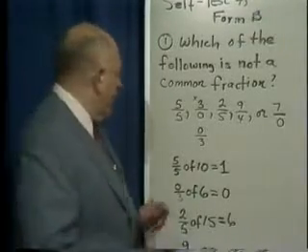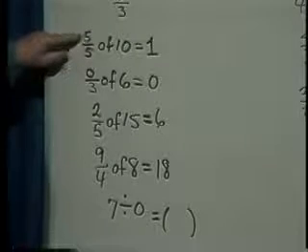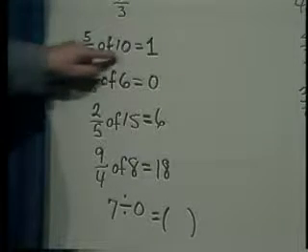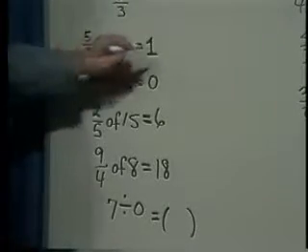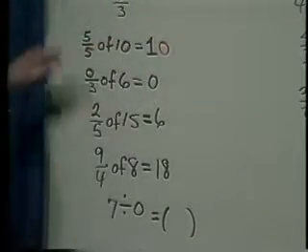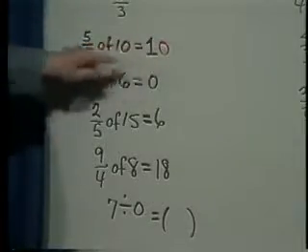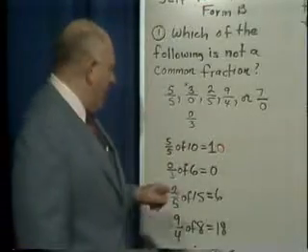So let's take a look. 5 over 5 means 5 divided by 5, which is 1. And the best way to proceed with that is, let's just take a look over here. If we take 5/5 of 10, 10 divided by 5 is 2. 2 times 5 is 10. So we see that what? 5/5 of 10 is 10, which checks with the fact that 1 times 10 is 10.